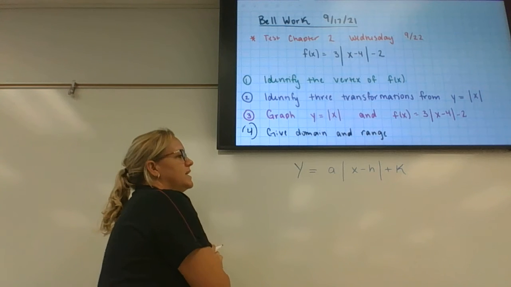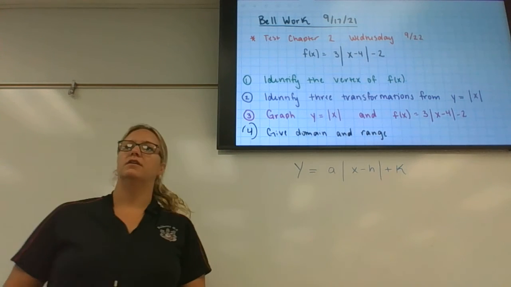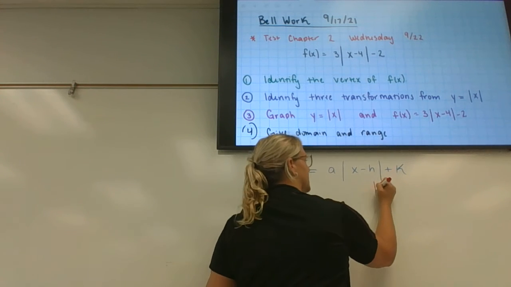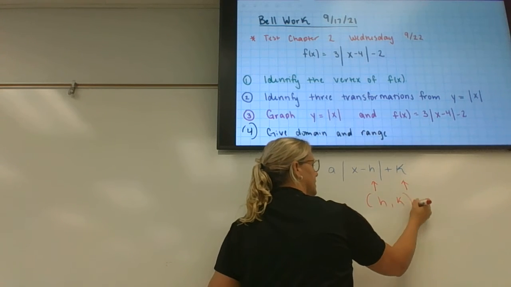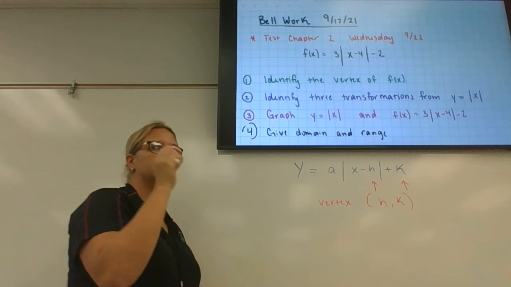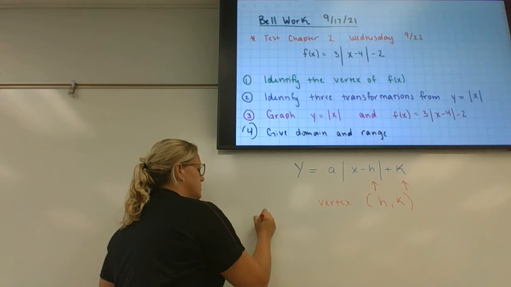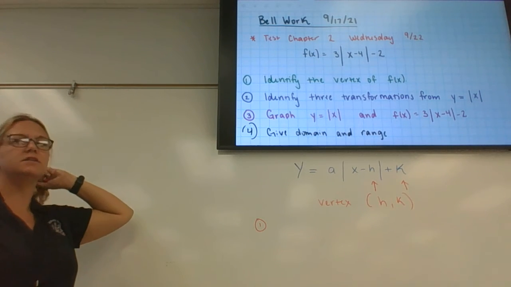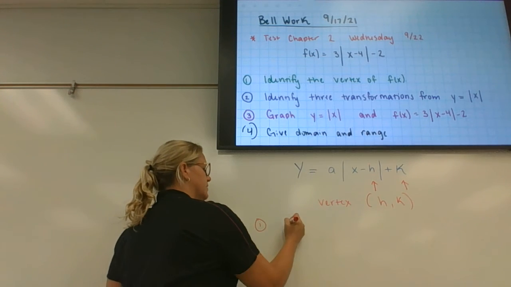So if I wanted to identify the vertex, which letters here show the vertex? H and K as an ordered pair give the vertex of your absolute value function, that center point. So number one, what's our vertex of this f of x function? Did I hear 4 and -2?